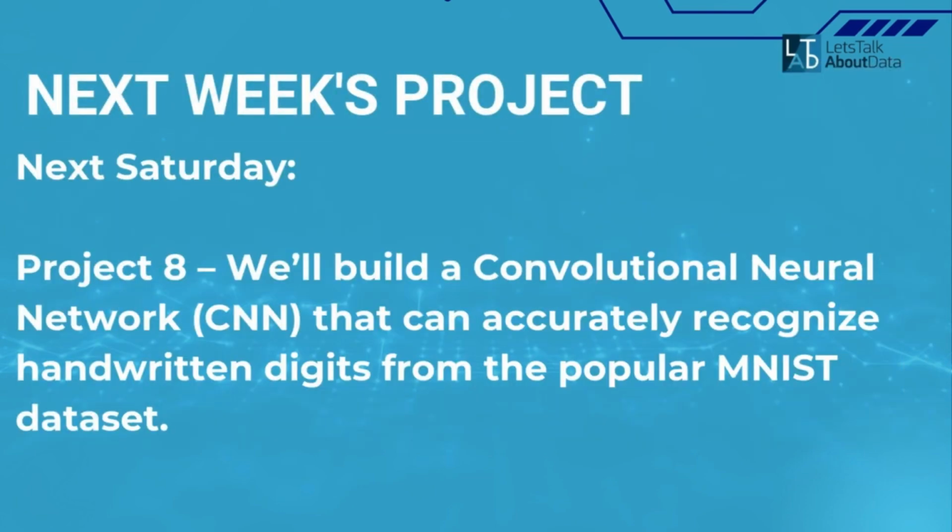In week 8 of our data science project series, we're diving into computer vision. We'll build a convolutional neural network, CNN, that can accurately recognize handwritten digits from the popular MNIST dataset. You'll learn how to pre-process image data, design your first CNN architecture, train and evaluate the model, and even visualize predictions in real time. Perfect for beginners stepping into deep learning and AI.